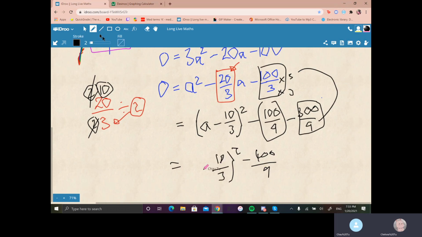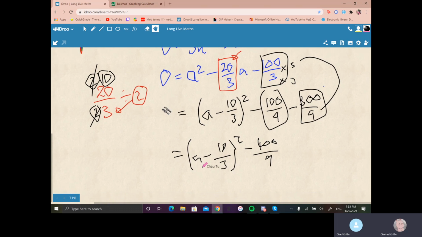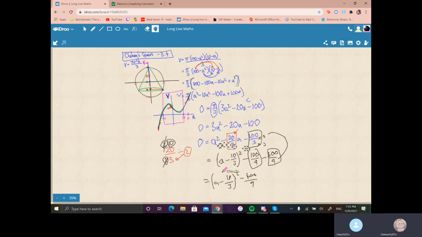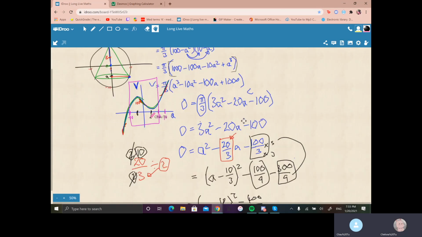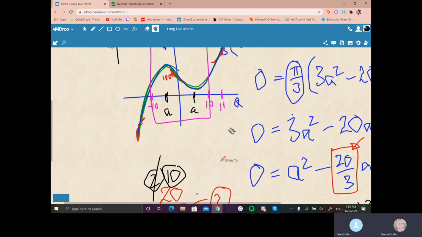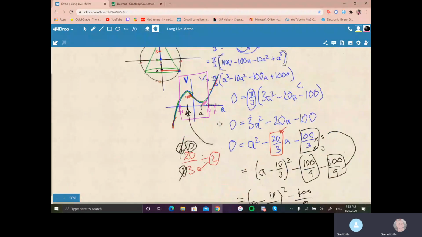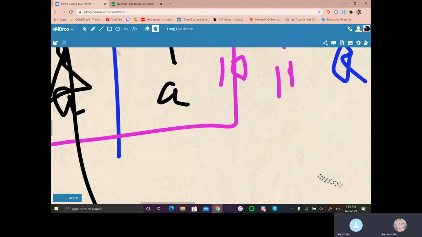Anyway, Chelsea, we're out of time, but you can find a value of A where the gradient is 0. You will get two versions of A, this A or this A here. You've got to choose the negative one. Can you see that, Chelsea?